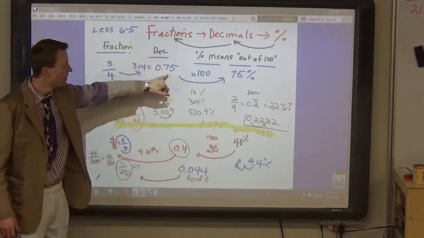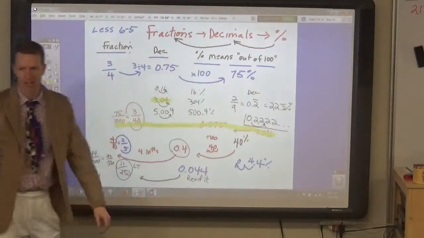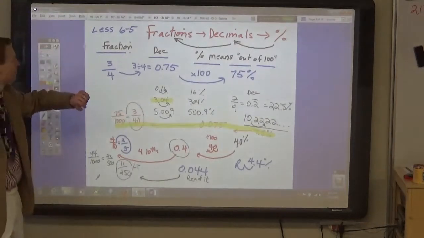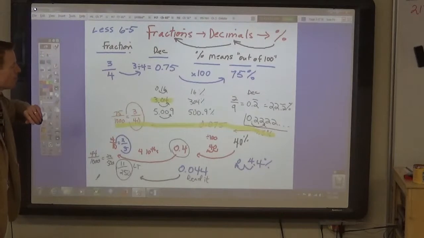75 hundredths. If we multiply that times 100, it's 75%, right? You with me on that? Everybody got that? Good? Yeah. Okay. Stop talking.